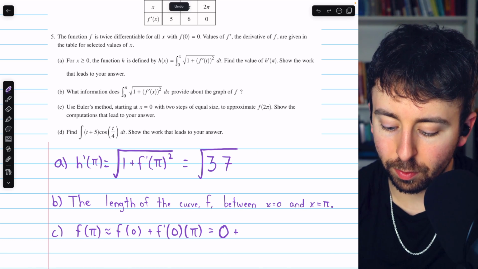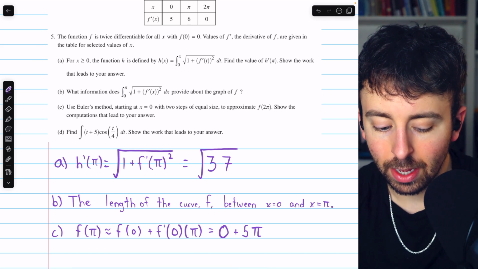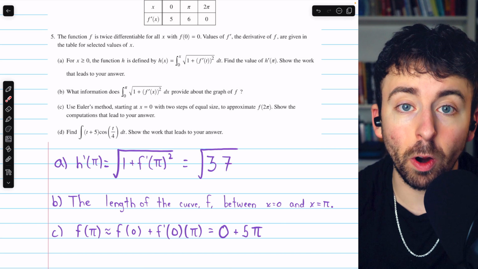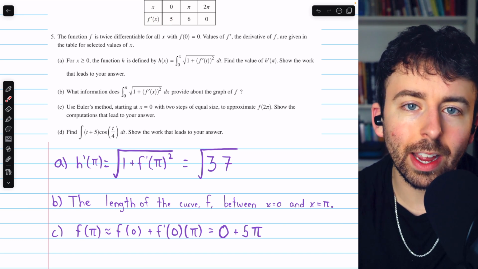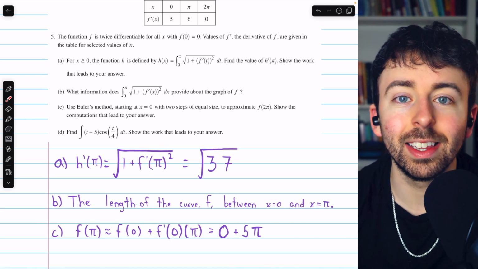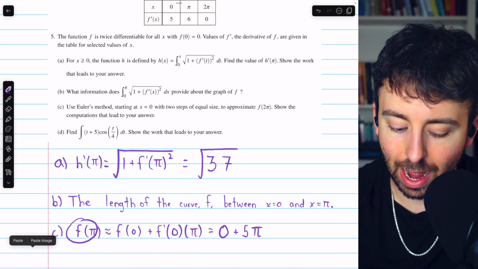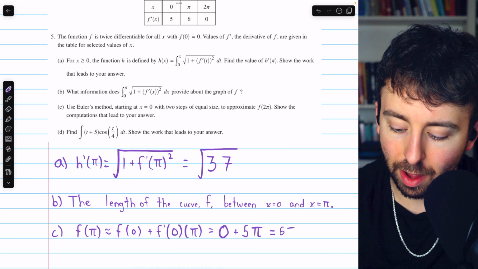So this equals f of 0, which we know is 0, and then f prime of 0 we know is 5 from the table. And then, of course, this is getting multiplied by pi. So if we increase x by pi, starting at x equals 0, the derivative tells us that y should increase by approximately 5 times that increase in x, so 5 pi. So our approximation for f of pi is just 0 plus 5 pi, which is 5 pi.